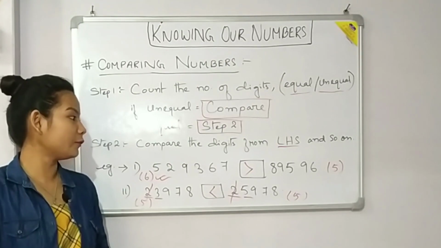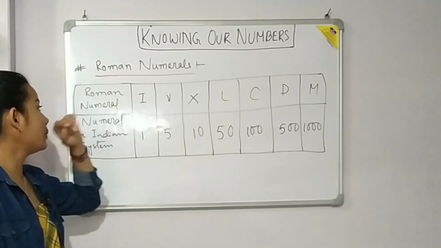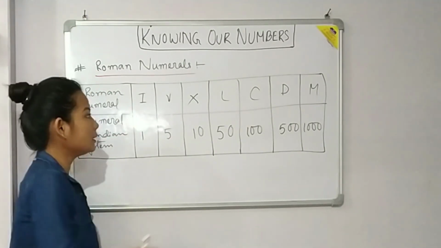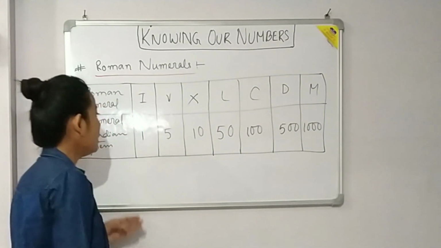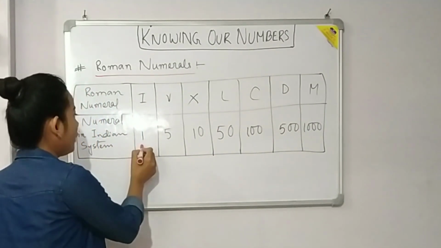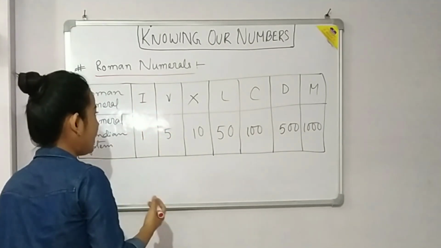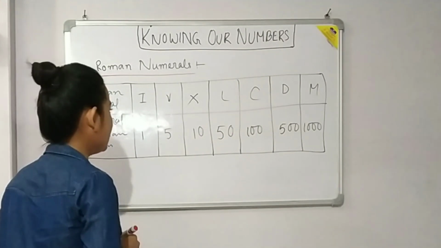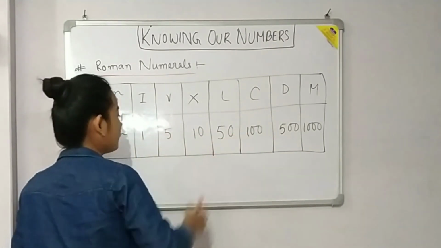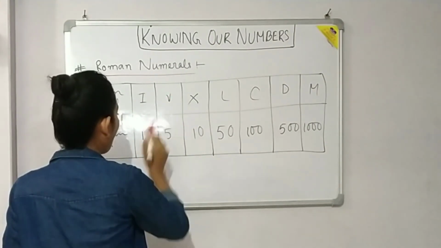Alright, so I think all of you have understood up to this much. Now we are going to learn about Roman numerals. You have to learn by heart the chart for Roman numerals according to the Indian system. Let me show you. For 1, 2, 3 we use I, and for 4 we use I and V. I will show you why we use it like this, and let me introduce all the numbers according to the Indian system in Roman numerals.